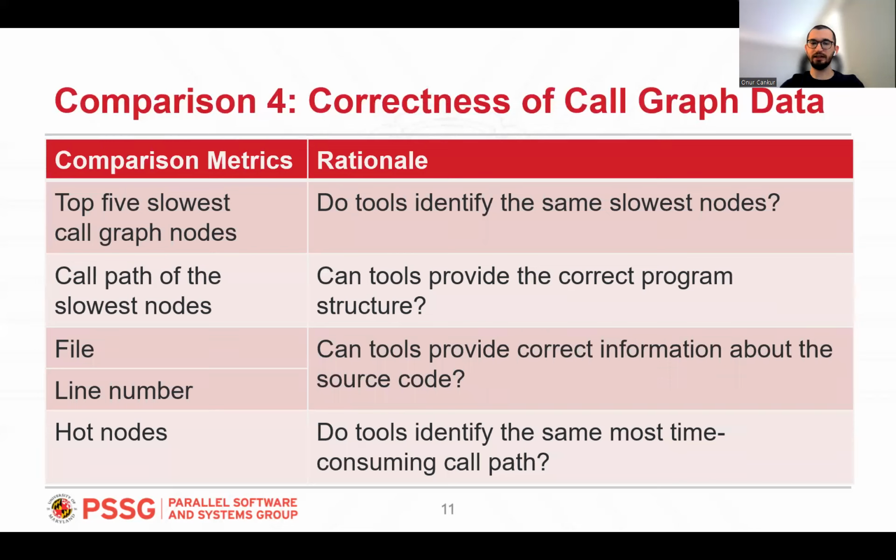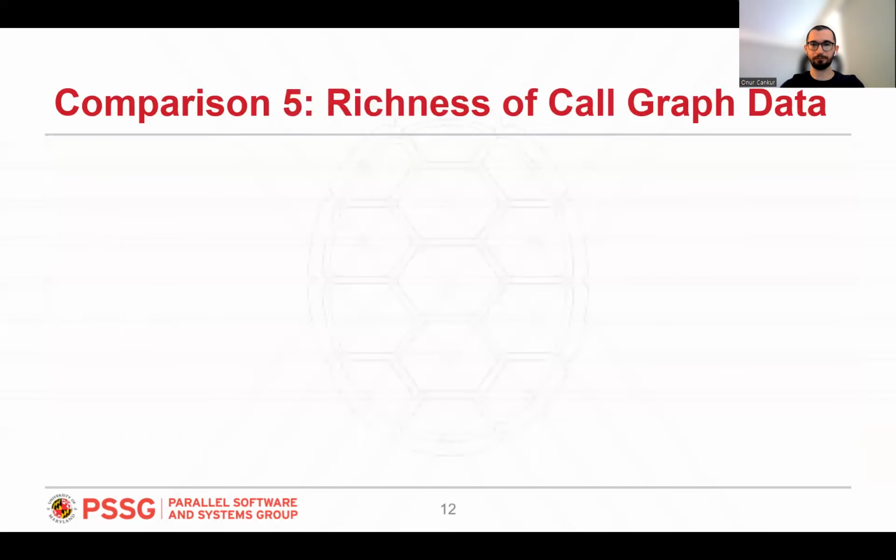And then we looked at hot nodes. A hot node is the leaf node in a hot path in which all nodes account for 50% or more time of their parent. So it gives us actually the most time-consuming call path. And we also make this comparison.